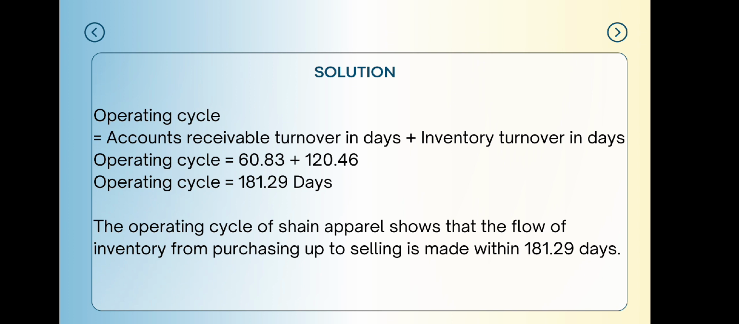So, to compute the operating cycle, we have the accounts receivable turnover in days plus inventory turnover in days, that is equal to 60.83 plus 120.46, totaling 181.29 days. The operating cycle of Shine Apparel shows that the flow of inventory from purchasing to selling is made within 181.29 days, which indicates that the company is maximizing their inventory and will provide a profitable business.